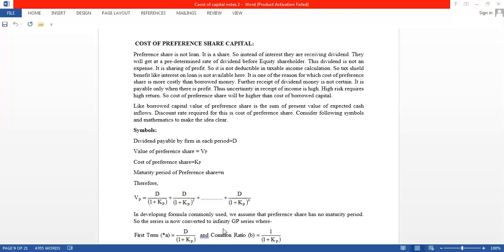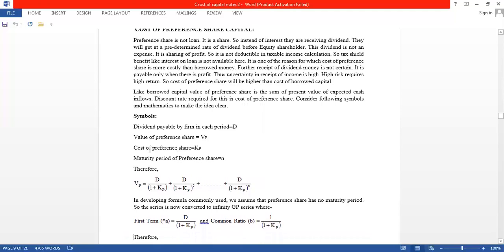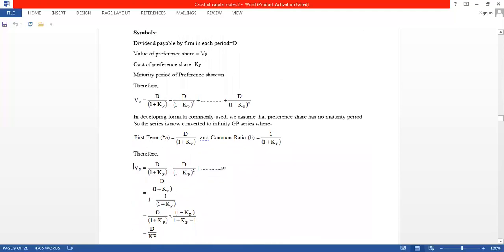So the cost of preference share capital is high in comparison with debt capital, mainly due to two reasons. Number one, the rate is uncertain, and number two, no tax benefit is available. So this is the basic difference. On the basis of this difference, let us see how the calculations are made. The calculations are made always on the basis of the same technique that we have discussed in case of debt capital.